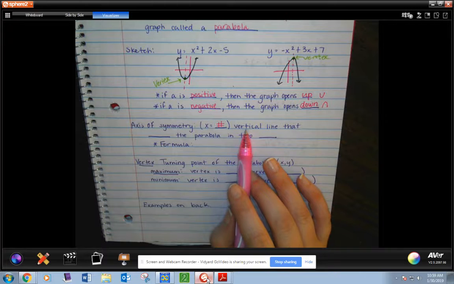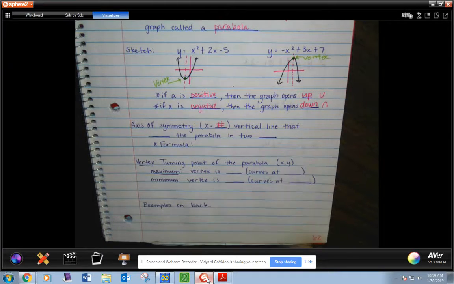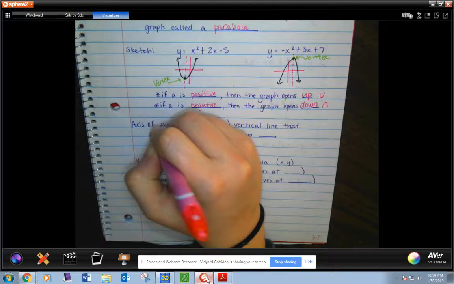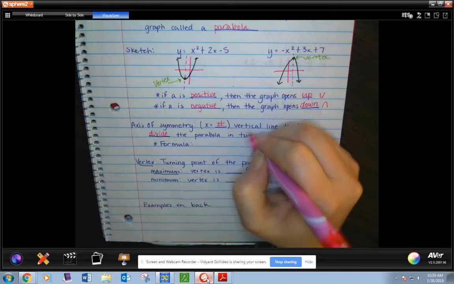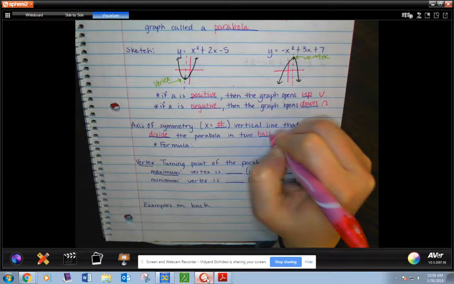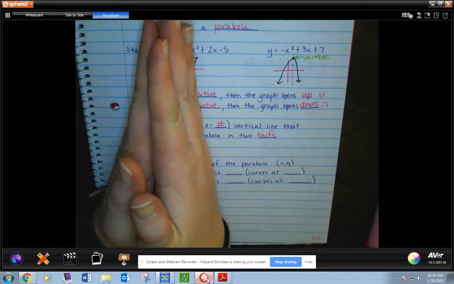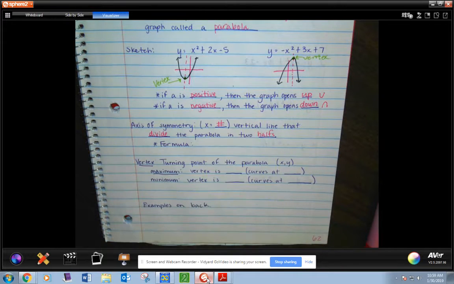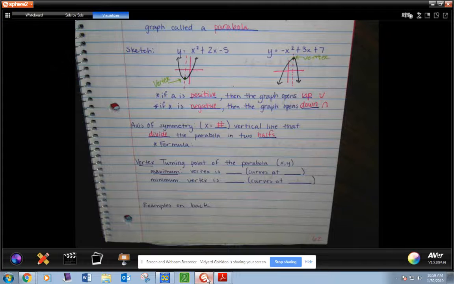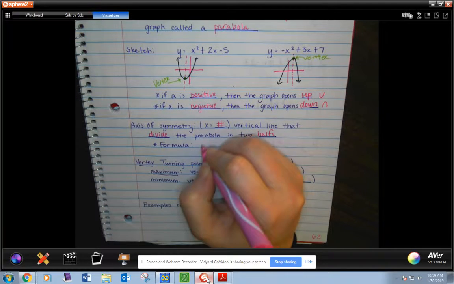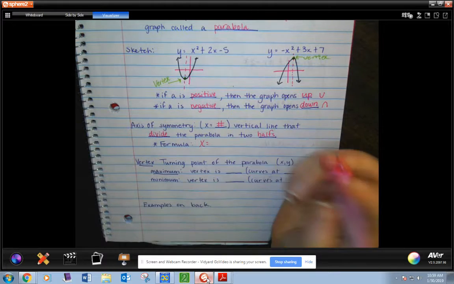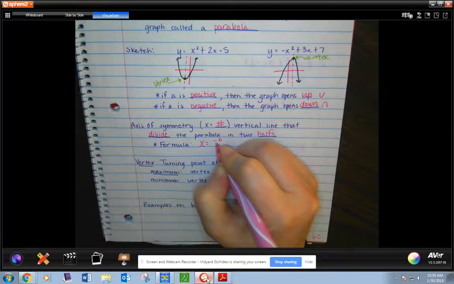Okay, and an axis of symmetry is a vertical line that divides the parabola into two halves. So if you come back up here and look at your examples at my dashed vertical line, I could take this and fold it in half, and it would be a perfect mirror of each other. It would be right on top of each other, if I could draw perfectly. To find your axis of symmetry, we use this formula, and it's written as x equals -b over 2a.